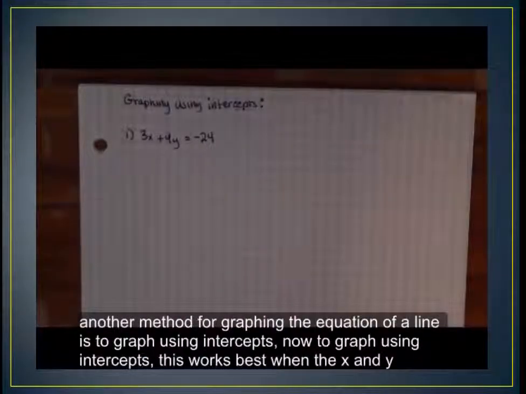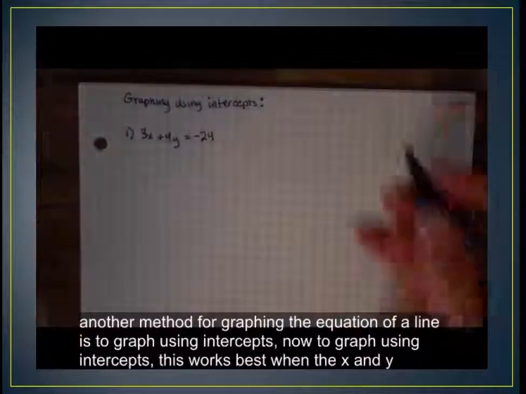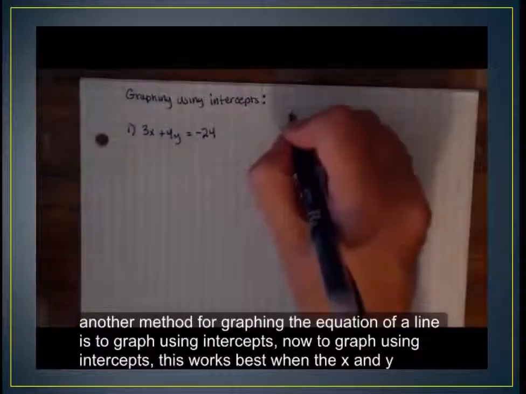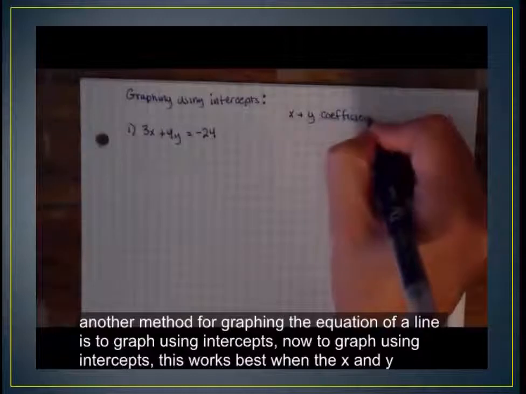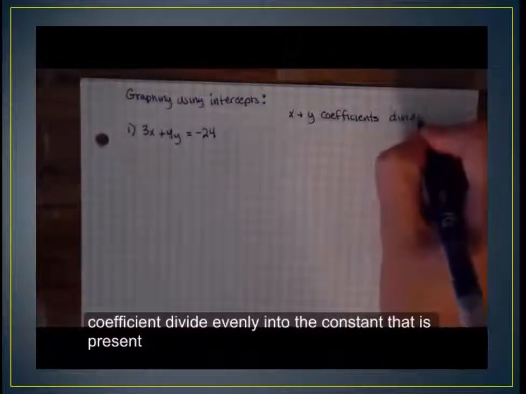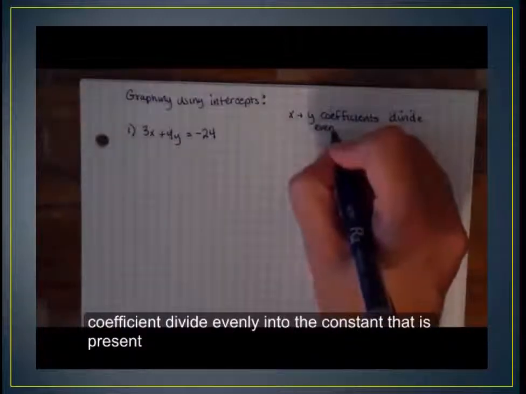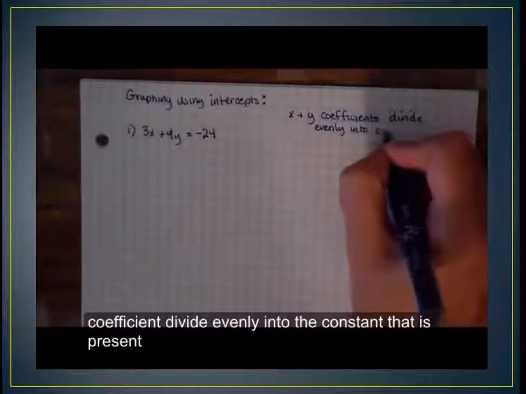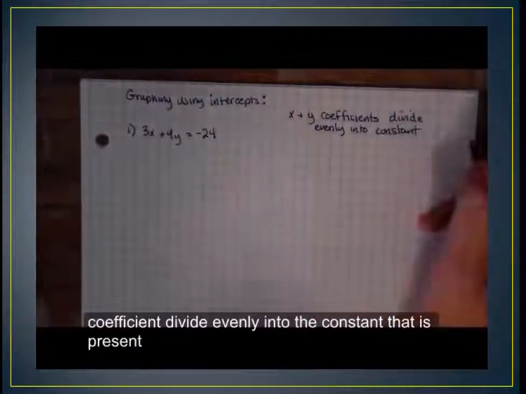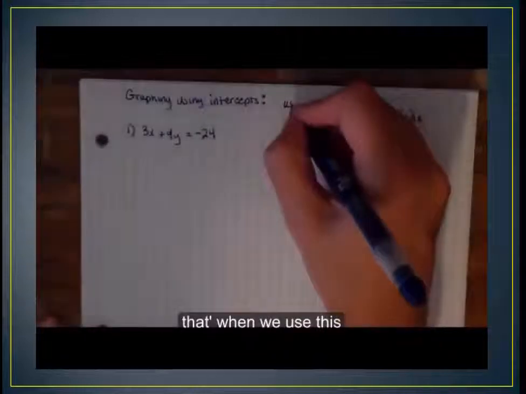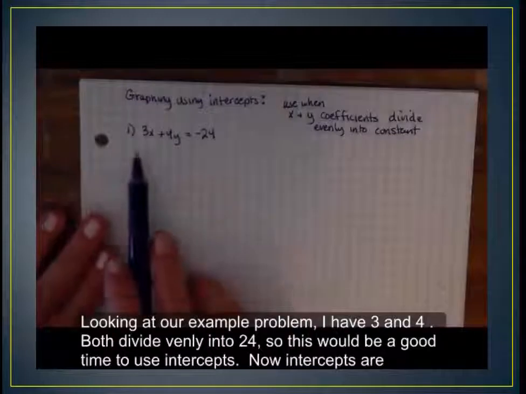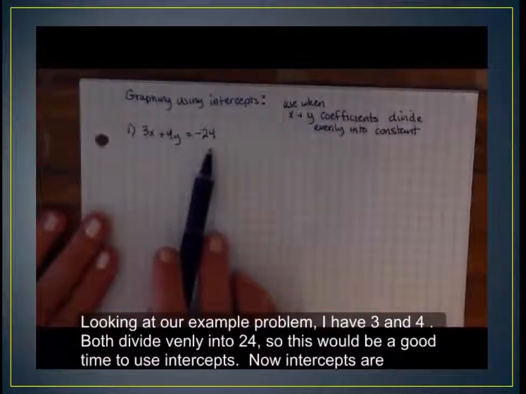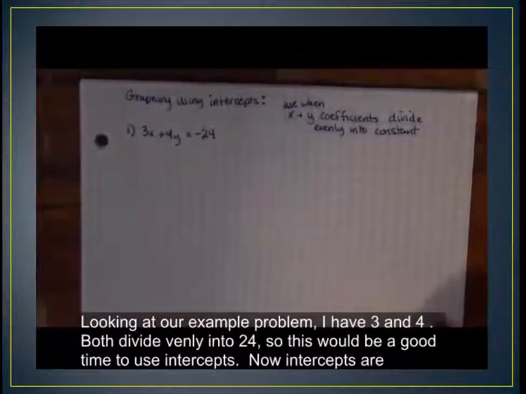Another method for graphing the equation of a line is to graph using intercepts. Now, to graph using intercepts, this works best when the x and y coefficients divide evenly into the constant that is present. That's when we use this. Okay, so looking at our example problem, I have 3 and 4 both divide evenly into 24, so this would be a good time to use intercepts.